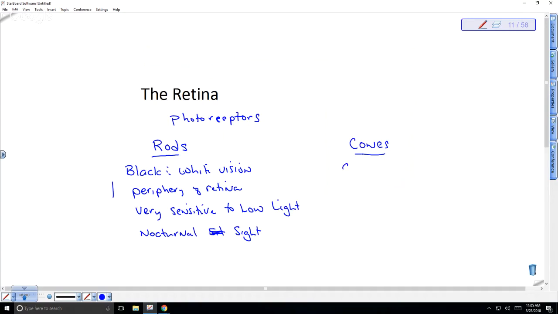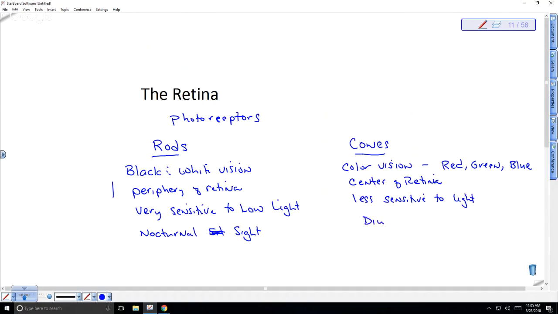So this is color vision. And there's actually 3 different types. So there's red, green, and blue. The red, green, and blue cones. And they absorb different wavelengths of light. They are in the center of the retina, the macula. And they are less sensitive to light. And this is diurnal sight, vision. The diurnal means during the day.